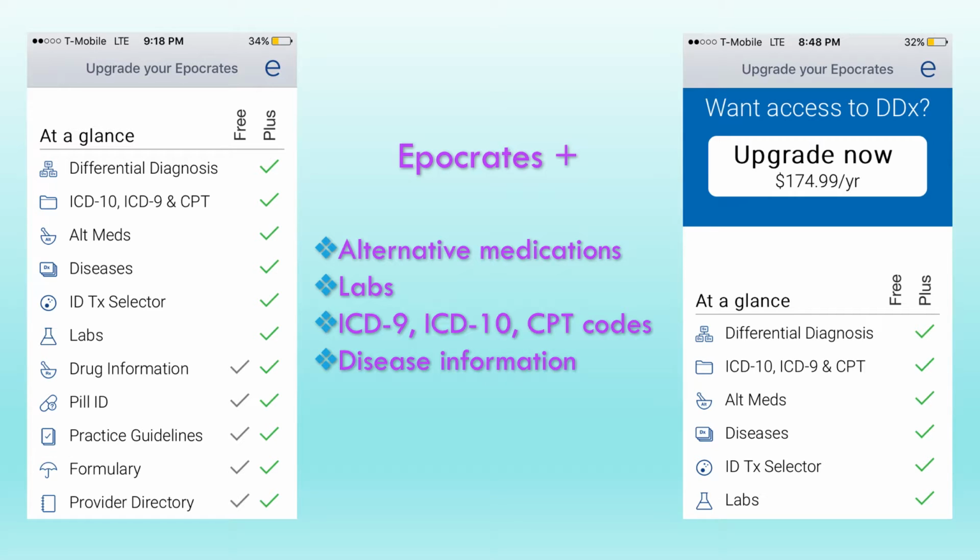Examples of the information include reported uses and doses, cautions, adverse reactions, and drug interactions. There is a tab for labs, which shows information on hundreds of labs and panels. Also, Epocrates can be found embedded in the electronic health record by Athena Health.